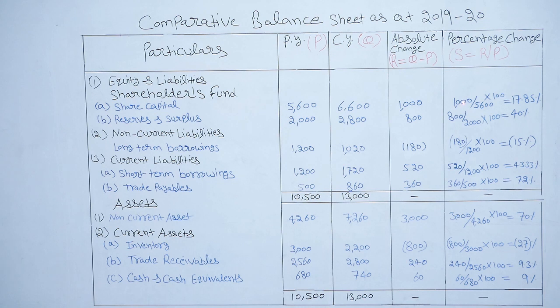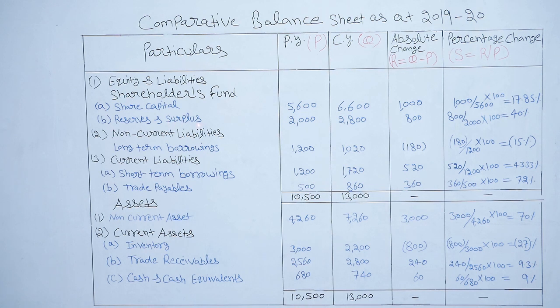Now we have to calculate percentage change. We divide absolute change by previous year, then we get percentage change. Absolute change is 1,000. Previous year is 5,600. So 1,000 divided by 5,600 into 100 is equal to 17.85%. It means share capital has increased by 17.85%.